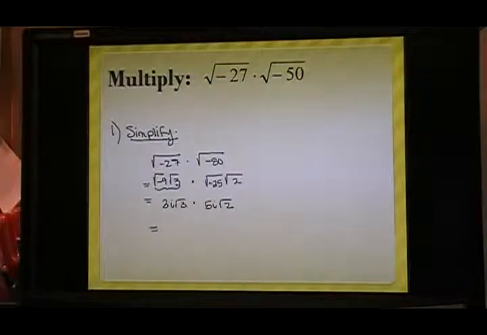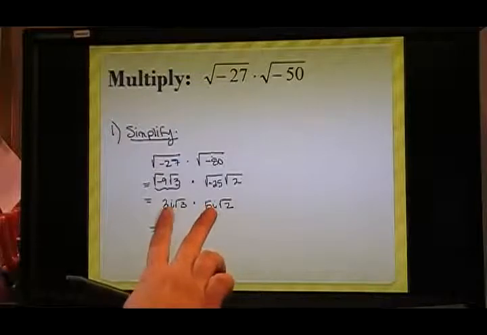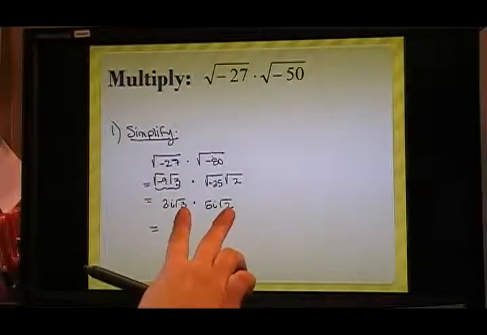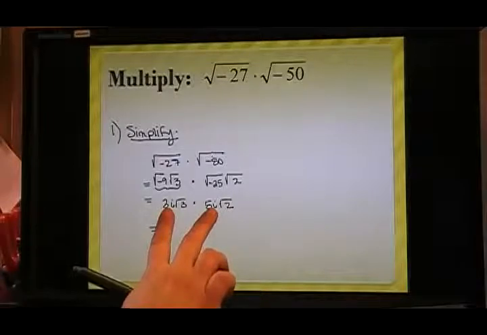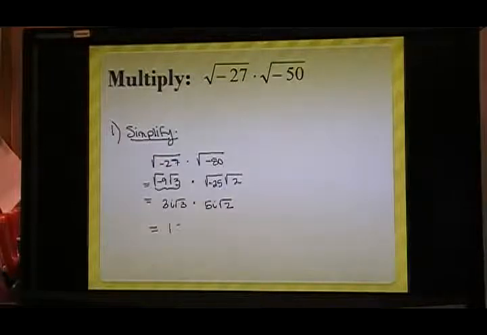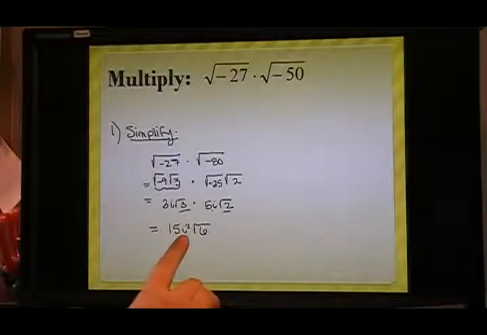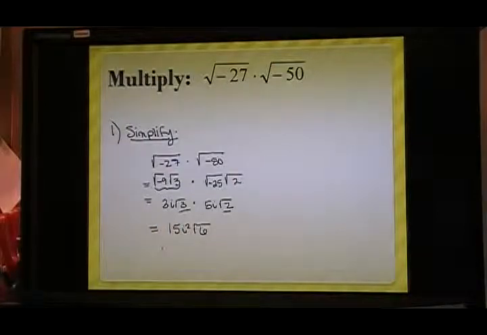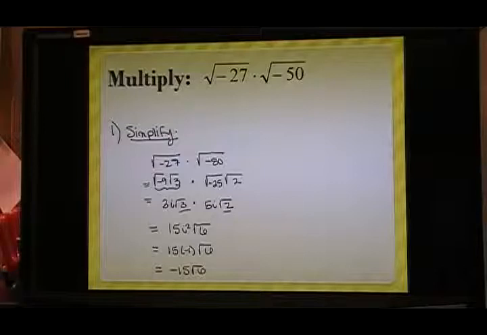And now I can multiply these together. So I multiply coefficients, and then I multiply my radicands. So 3i times 5i, I get 15i squared. And the square root of 3 times the square root of 2 is the square root of 6. We're almost there. The only issue at this point is this i squared. Multiplying by i squared is the same as multiplying by negative 1. So this is negative 15 root 6.